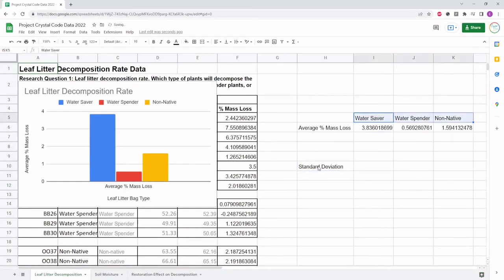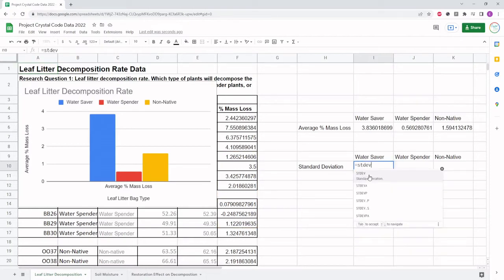And just like before, I'm going to use the same three categories. So we're going to make another equation. So this time we're going to write equals stdev for standard deviation, open that parentheses, and then again we're going to highlight all of the data points for water saver, all of the data points for water spender, and all of the data points for non-native plants. So I can go ahead and highlight these points and close that parentheses, and I will repeat.